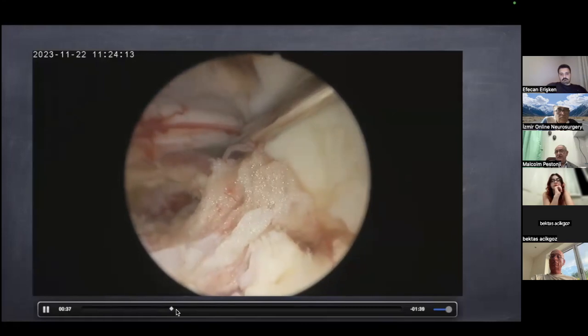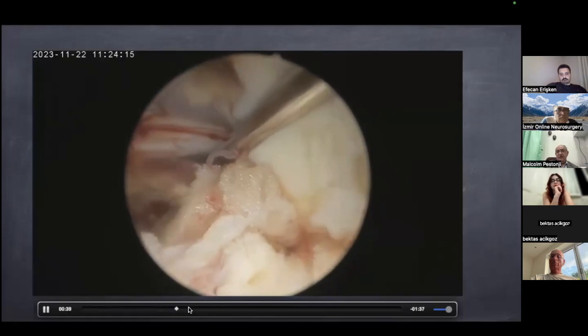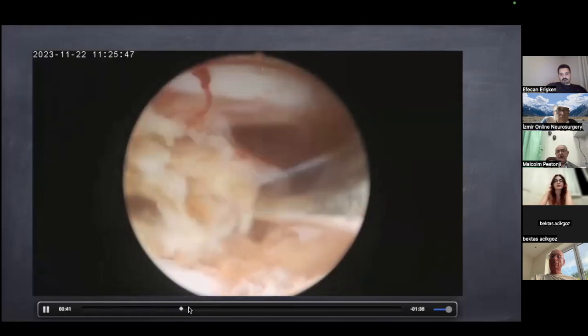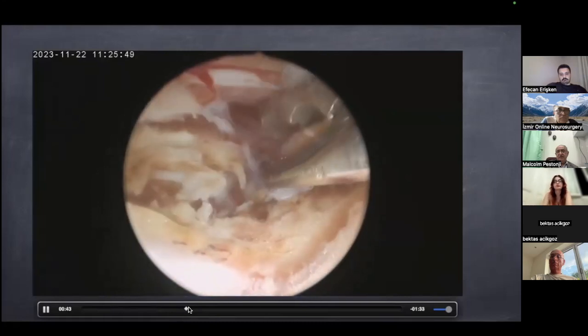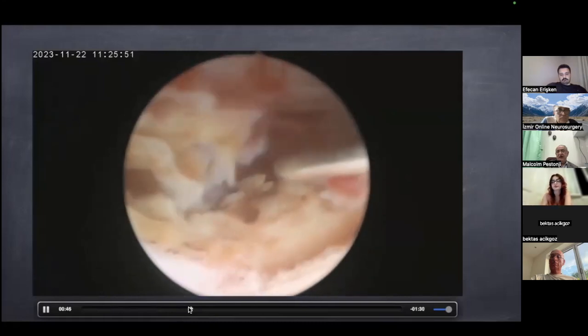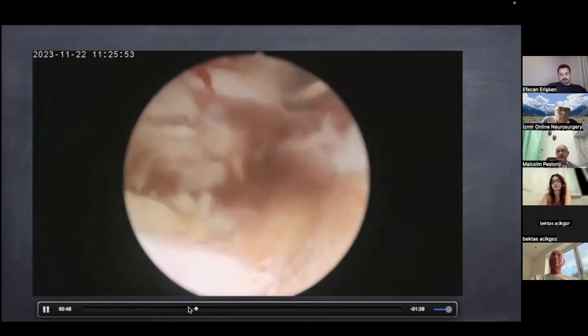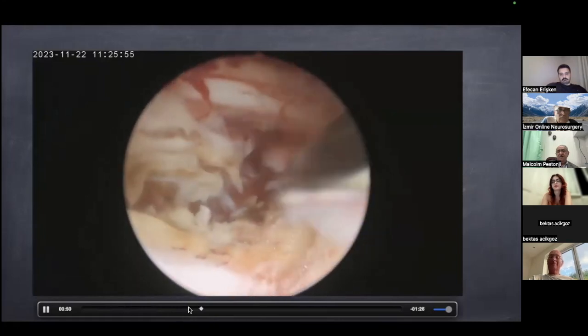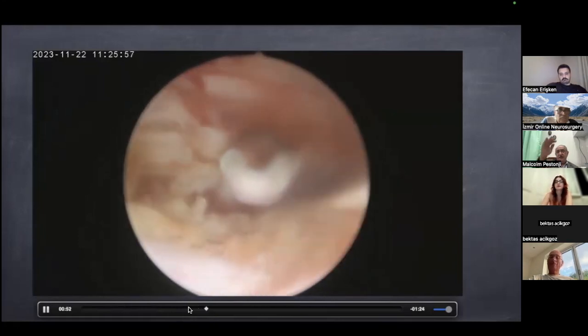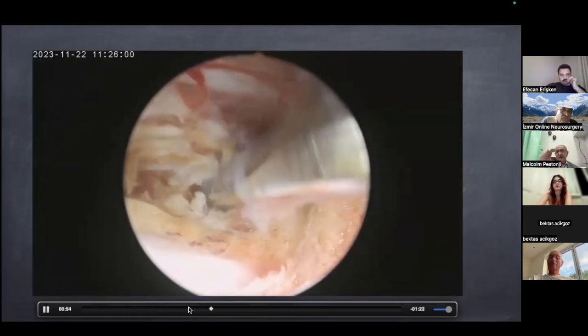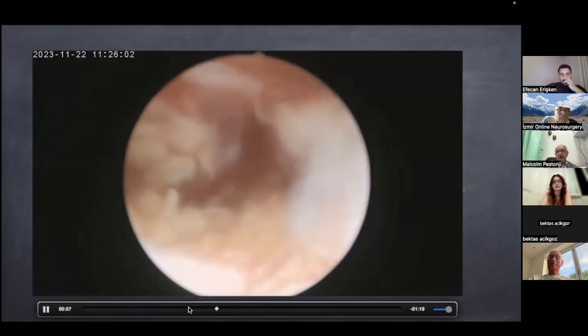I'm waiting for the bleeding to clear out. Okay. And then finally, I cut this PLL band. And you'll see how the traversing root is now going to come down. It's going to float down.